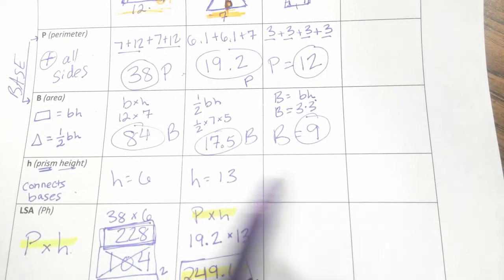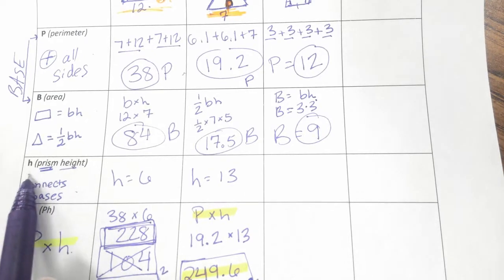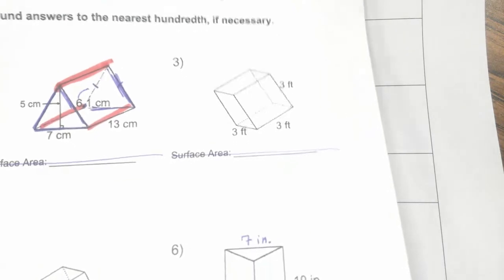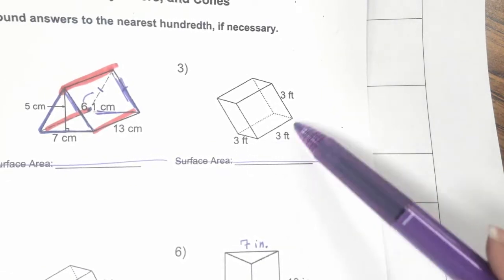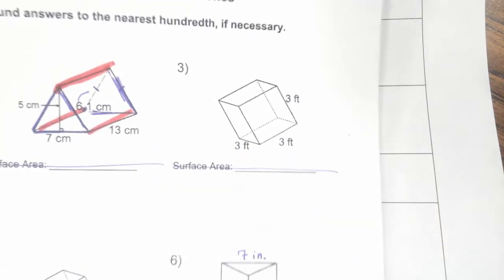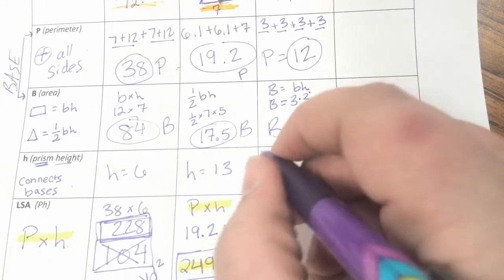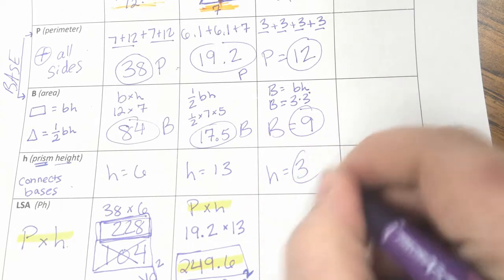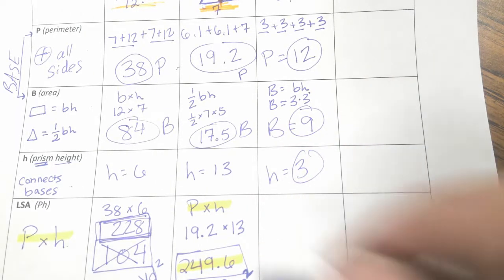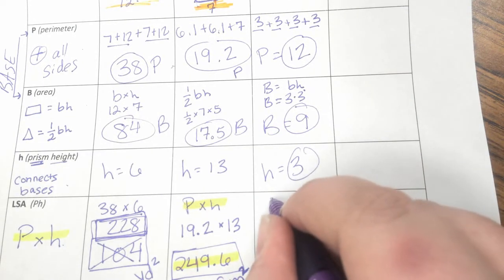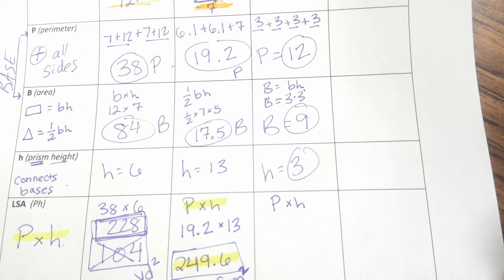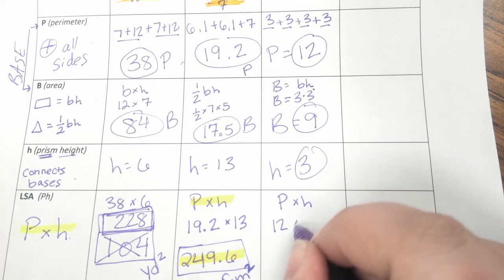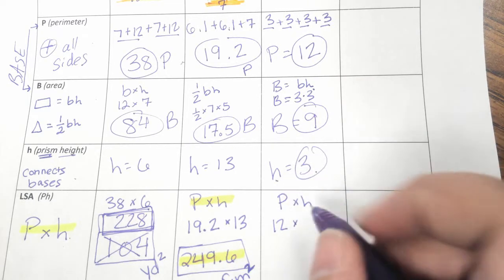The next part of this says we need to find the prism's height. If you looked at the shape, remember it's a cube, which means every edge is the same length. So hopefully it's obvious. The height here is 3 feet. Okay. So the lateral surface area is the formula P times H. Capital P, the perimeter of the base, was 12, times H was 3.